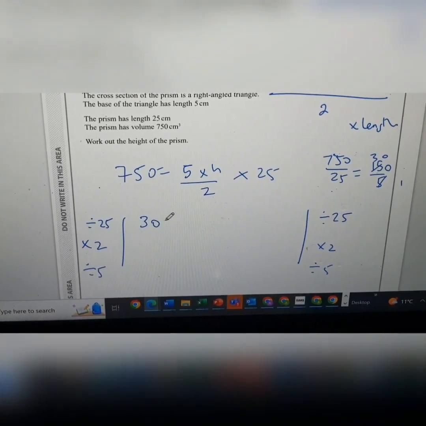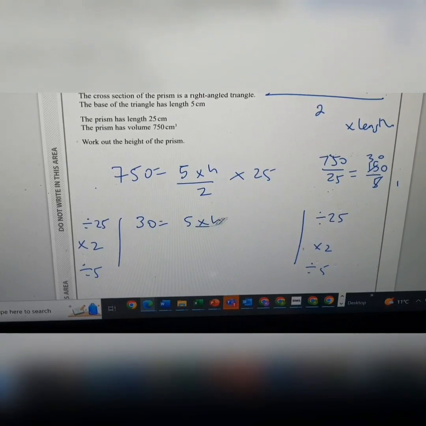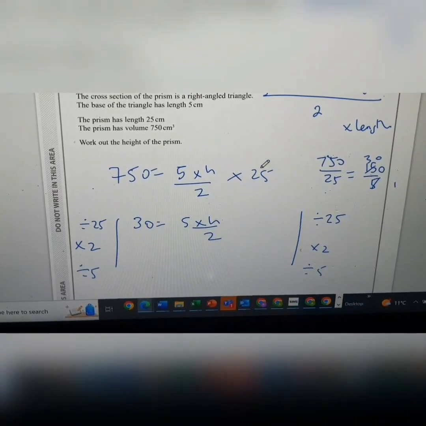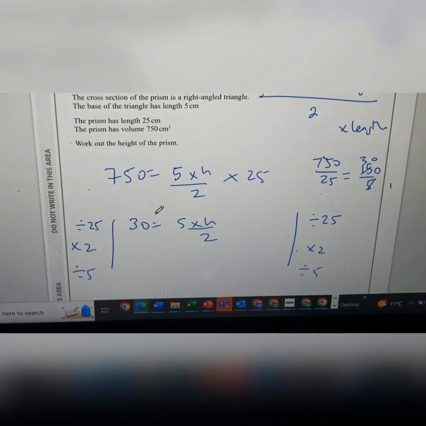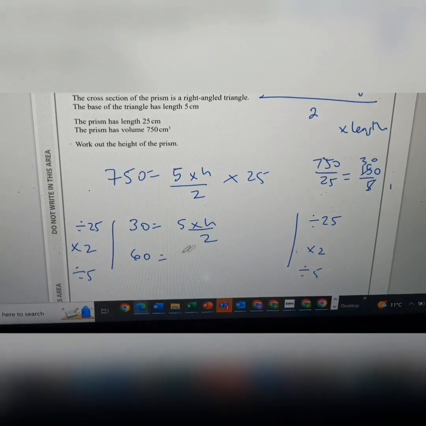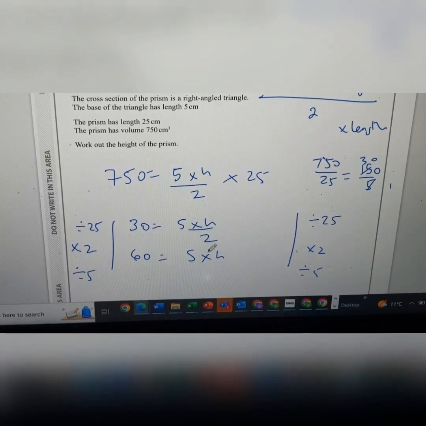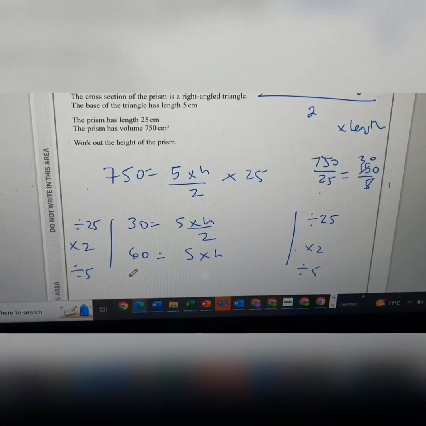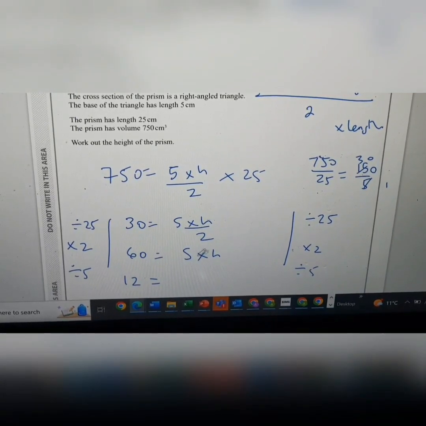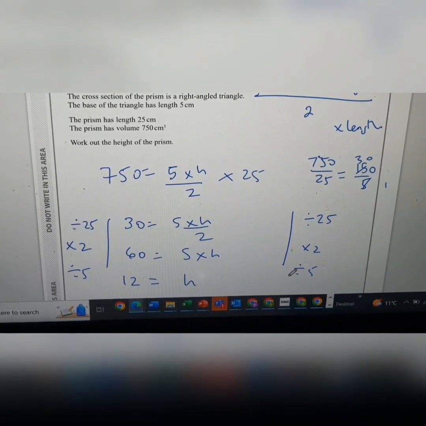So 30 equals 5 times h divided by 2. Remember, times 25 divided by 25 cancels it out. Then you're going to double, so double 30, 60 equals 5 times h. We've doubled this side to get 5 times h. Then you're going to divide by 5. 60 divided by 5 is 12. So h is 12.